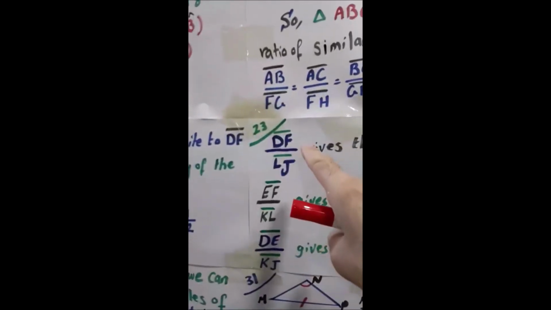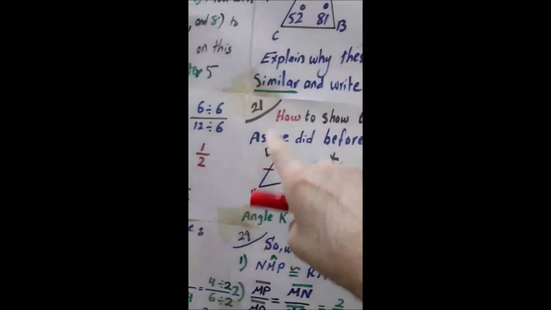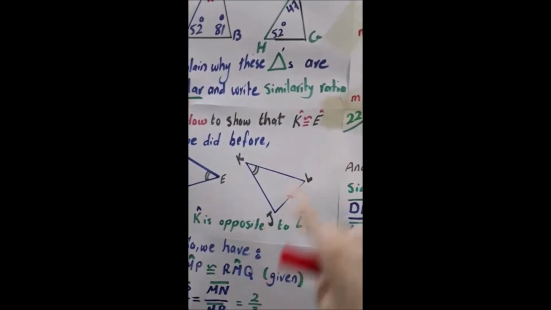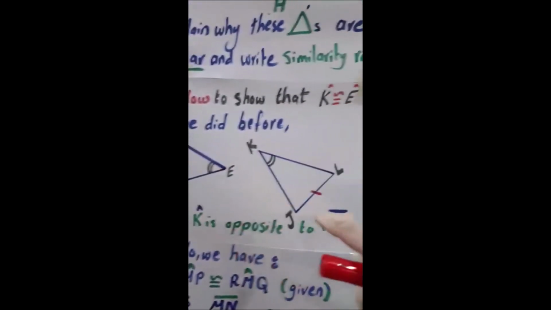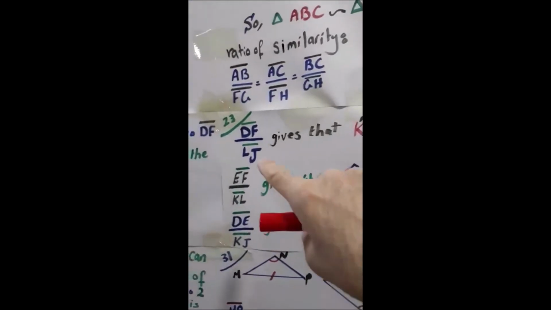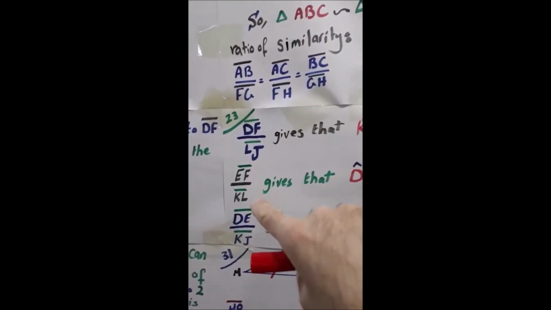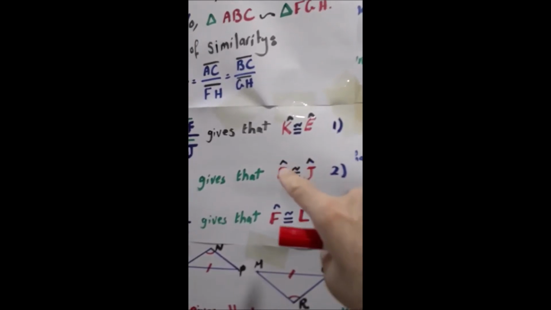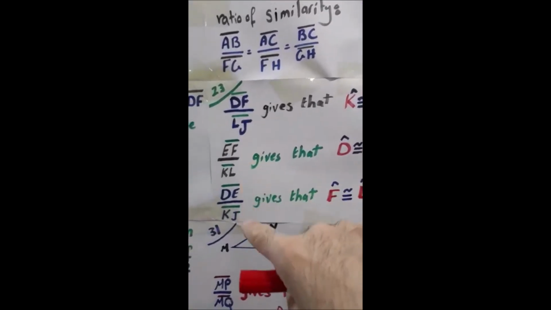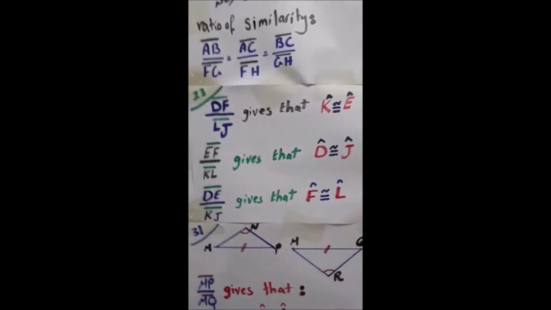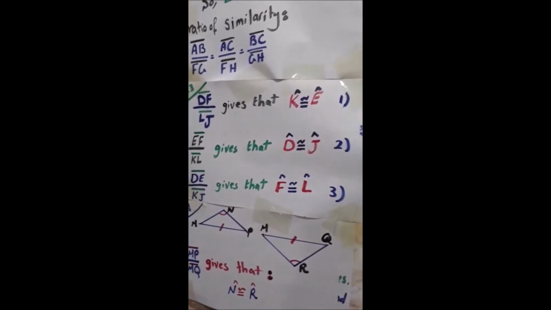So they are here. DF over LG, DF over LJ, yes, it gives that these two angles, which angles? Angle E and angle K are congruent. You will do the same. EF over KL will give you that angle D and angle J are congruent, and the last one, DE over KJ, will give you that these two angles F and L are congruent.